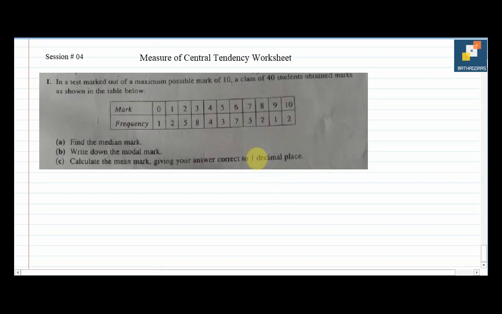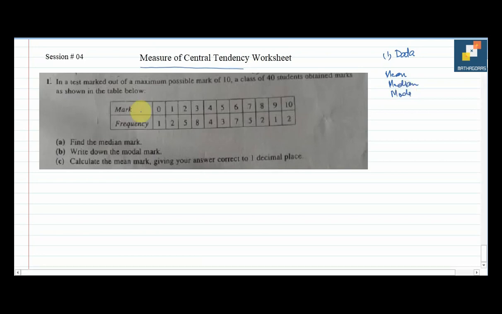In the last class we had discussed the basics of measure of central tendency, in which we had discussed the types of data. We have group data and ungrouped data, and we had discussed mean, median and mode. What are their general meanings, and how we find these three terms depending on the data, whether it is group data or ungrouped data. So we had discussed these types of example questions in the last class.